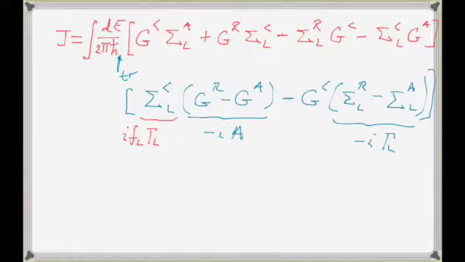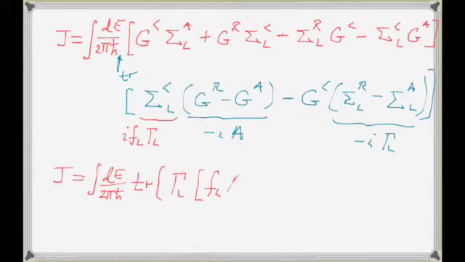And so putting all that together, we have that J is equal to the integral dE over 2 pi h bar trace of gamma L F left A.